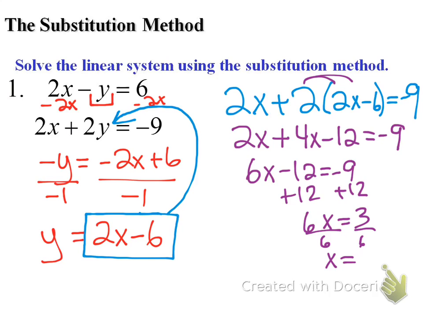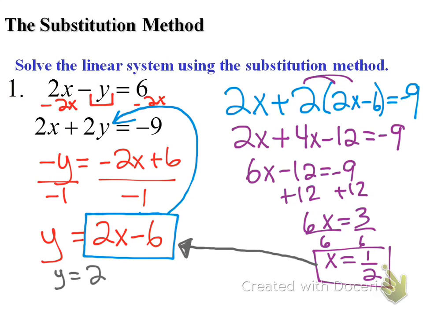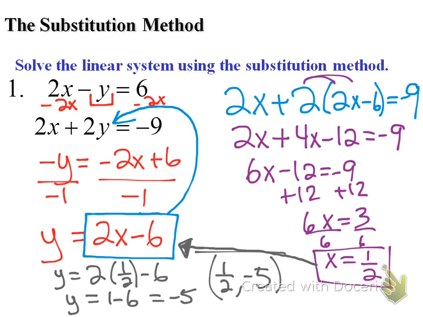So I'm getting that x equals 1/2. I am halfway done. Once you know what one of the variables is, plug it into the equation where you had the other variable by itself. So if I plug it back into here, I have y equals 2 times 1/2 minus 6. That's 1 minus 6, which is negative 5. So I am coming up with the solution 1/2, negative 5.